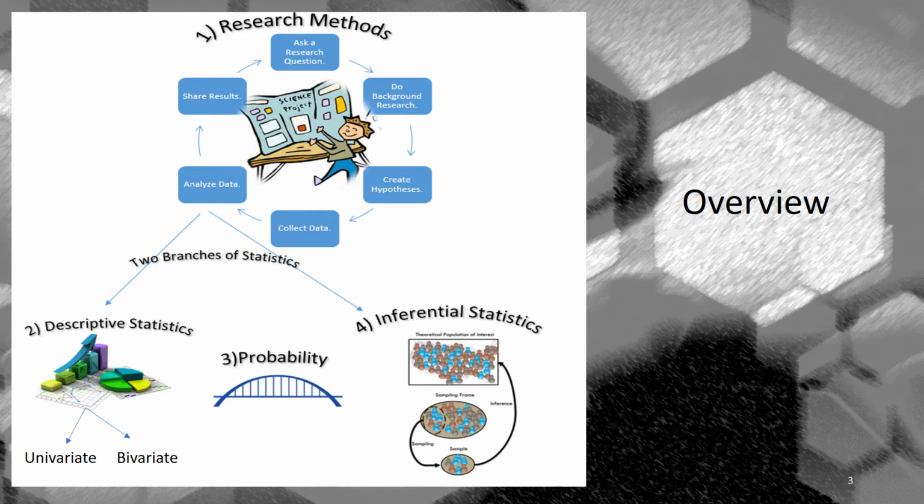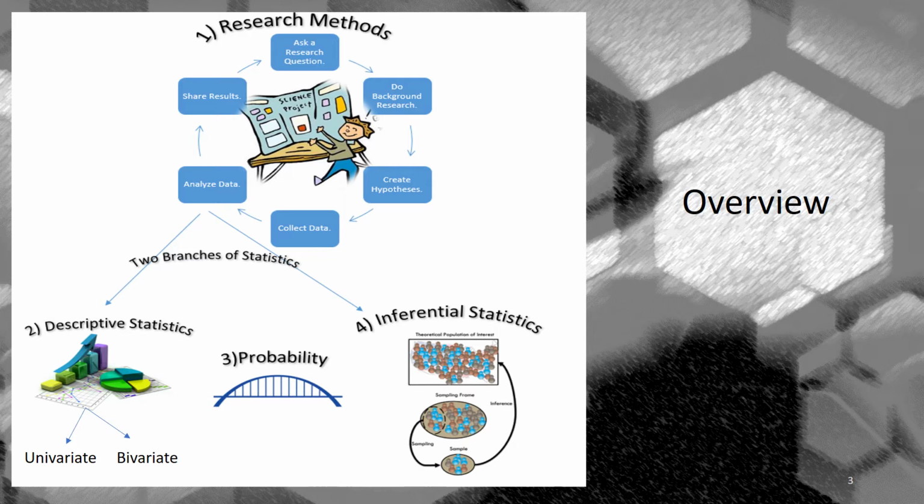Remember, there's two branches of statistics. One was descriptive statistics, which we have gone over already, and one of the branches of descriptive statistics is univariate statistics, which means just one variable at a time. So calculating the mean or standard deviation are some examples of univariate descriptive statistics. Then we had bivariate descriptive statistics, which is about the relationship between two variables. So a correlation is an example of that.